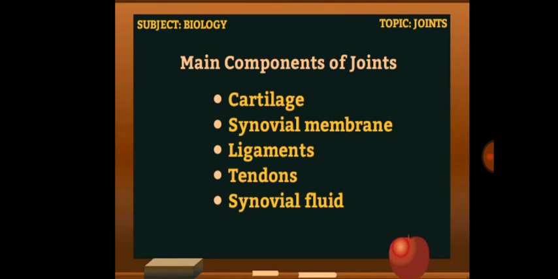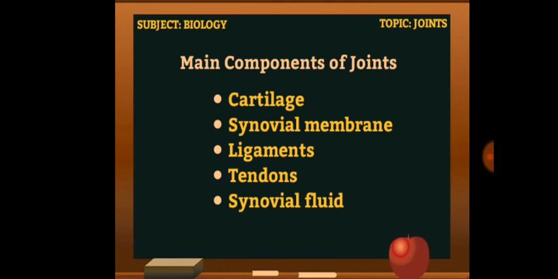Then the synovial membrane. The synovial membrane is a tissue that lines the joint and seals it into a joint capsule. The synovial membrane secretes a clear sticky fluid called the synovial fluid, which helps to lubricate the joint.